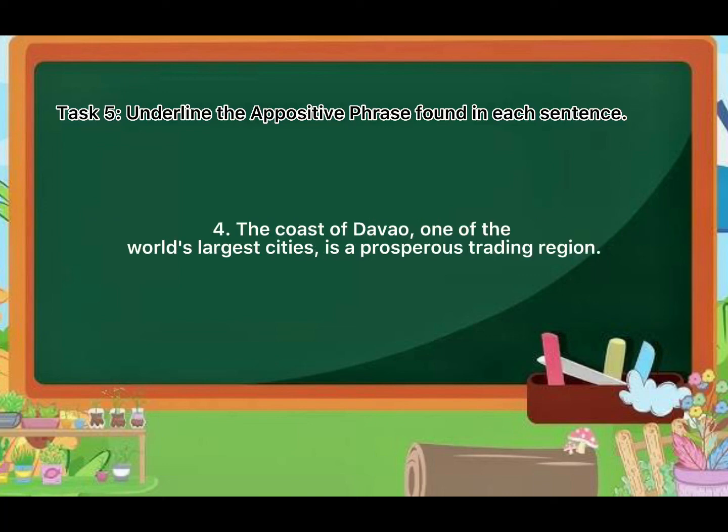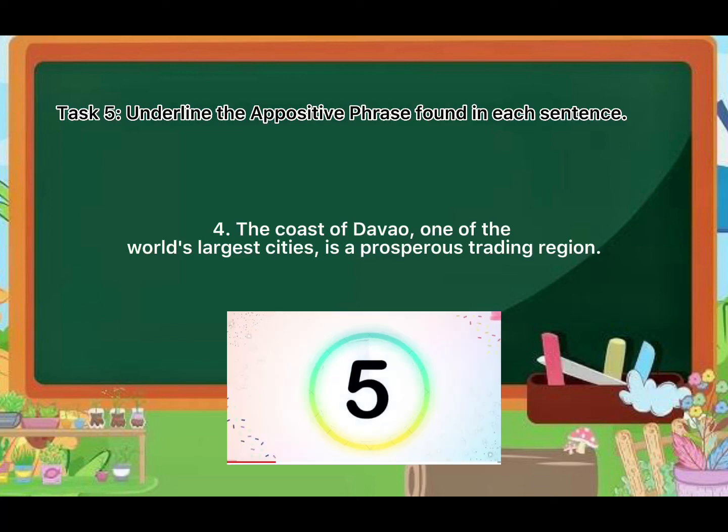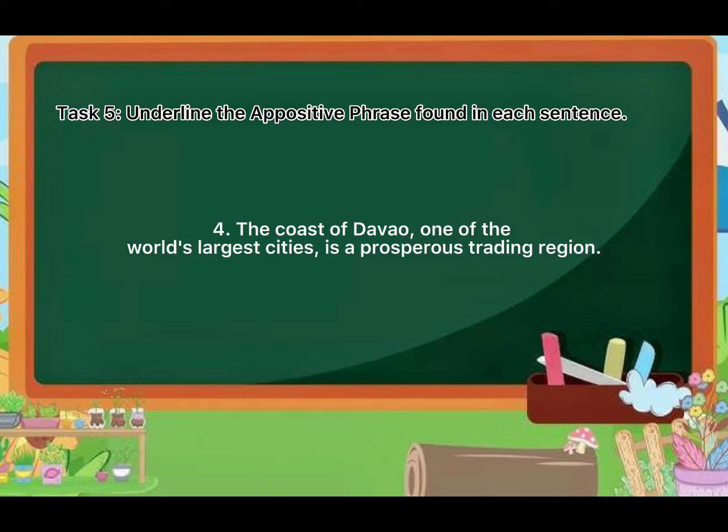The cause of Davao, one of the world's largest cities, is a prosperous trading region. Timer starts now. I believe that your time is up. Now let's check if your answer is correct. The cause of Davao, one of the world's largest cities, is a prosperous trading region. The appositive phrase found in this sentence is one of the world's largest cities. Do you get the right answer? I hope so. Now let's proceed to the last sentence.